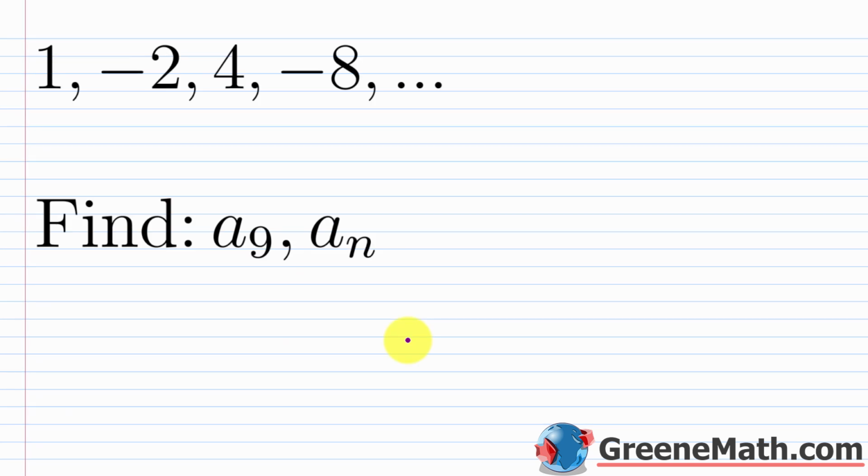Okay, let's look at some typical examples. So these are pretty easy overall. We just want to look at the geometric sequence we're given. And in this case, a sub 1 is equal to 1, a sub 2 is equal to -2, a sub 3 is equal to 4, a sub 4 is equal to -8.